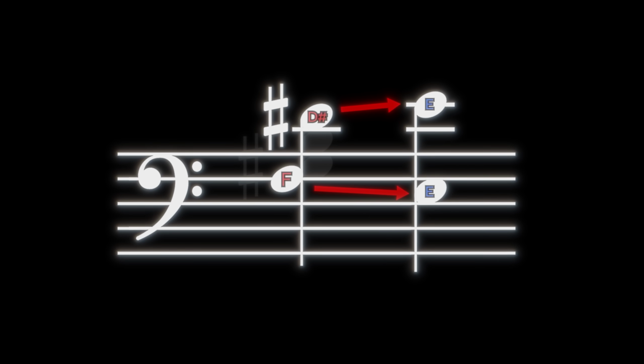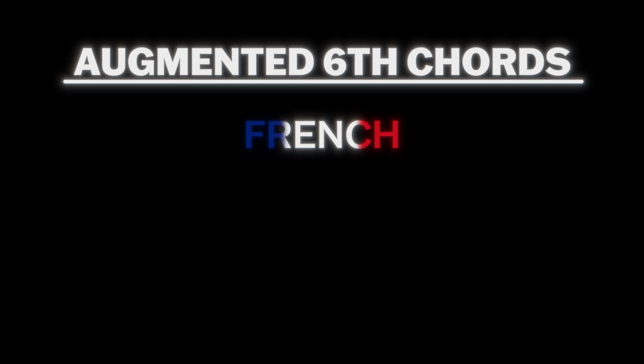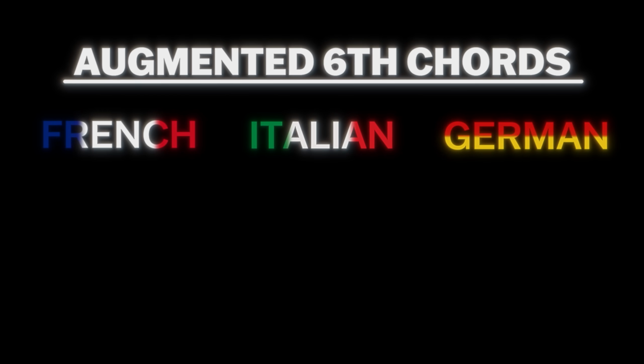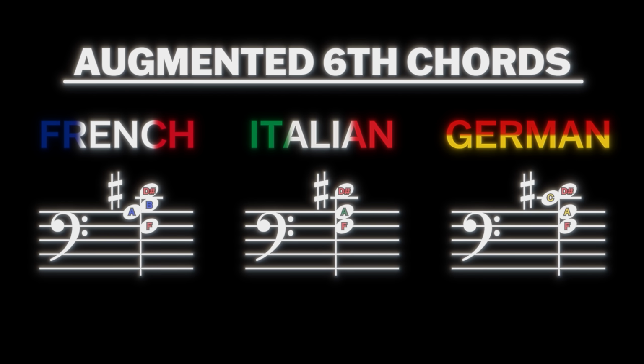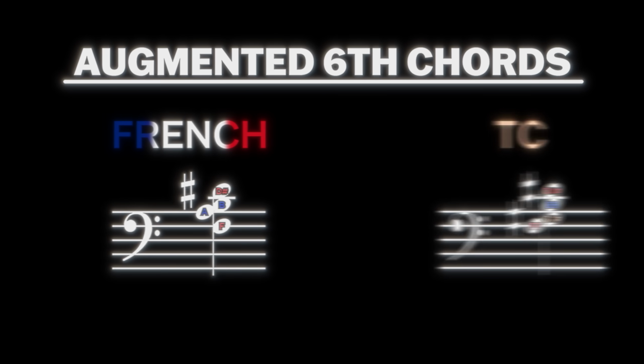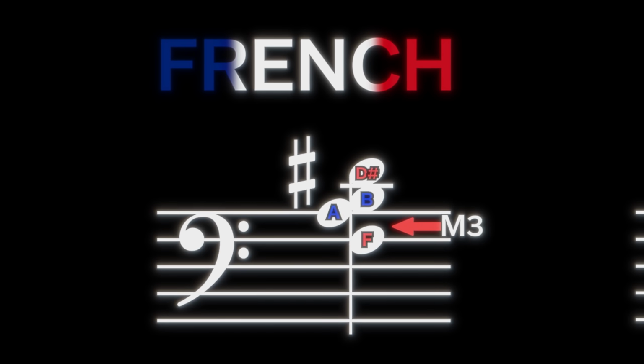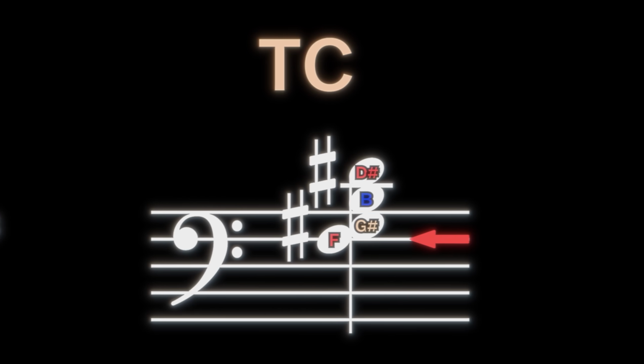This is the basic function of what we call augmented 6th chords. And there's 3 kinds of these chords: French, Italian, and German. And with F as our root note, this is how all of those would be spelled. The one that's really of interest to us is the French one. Listen to it side by side with the Tristan chord. Pretty similar sounding. The only enharmonic difference is the first interval. In the French augmented 6th chord, it's a major 3rd. In the Tristan chord, it's an augmented 2nd.